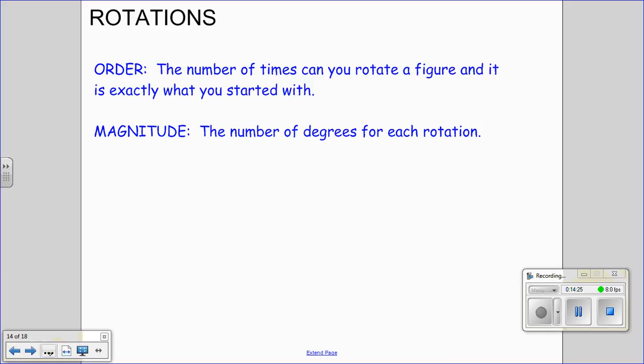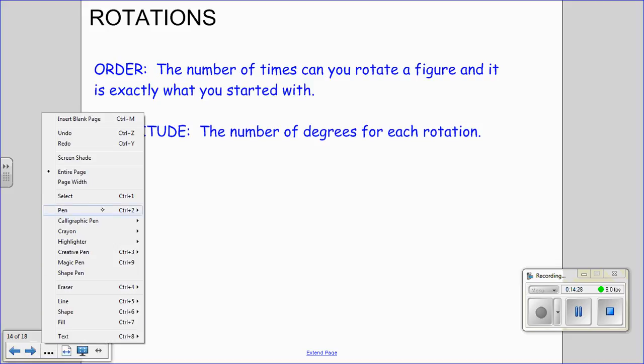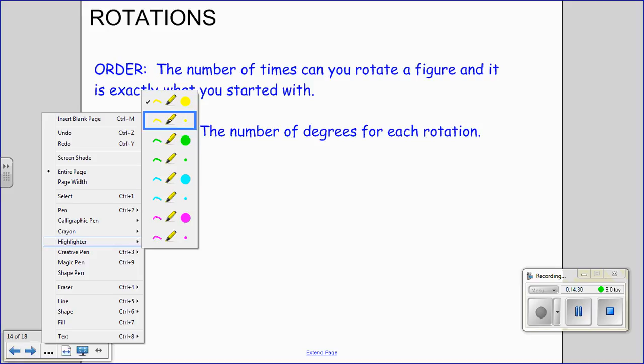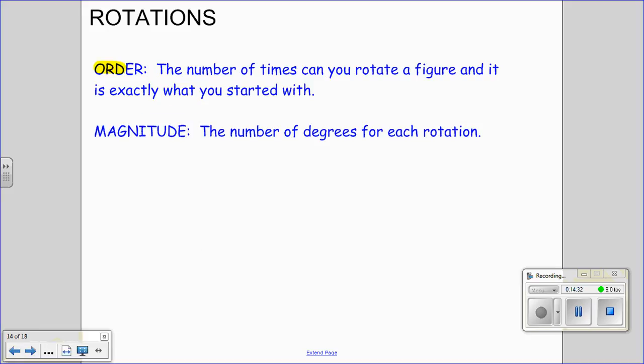Rotations. When it comes to rotating, you need to know these two things. Order, the number of times you can rotate to get where you started, and the magnitude, number of degrees for the rotation. So the order, how many times can you rotate? The total number of rotations. And the magnitude will be how far did you turn it to get that rotation.